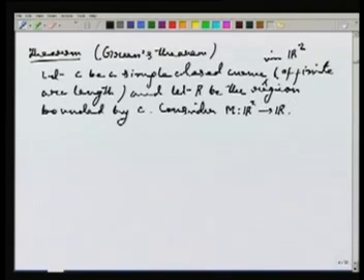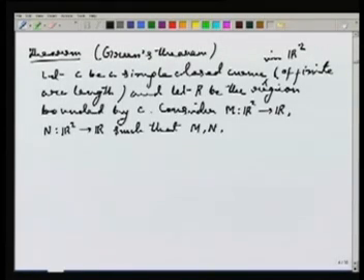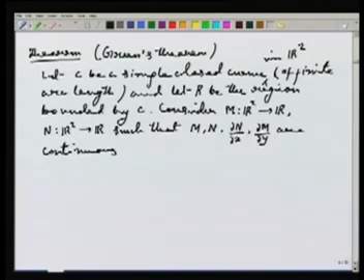Now consider functions M from R2 to R and N from R2 to R such that M, N, del N del x, that is the partial derivative with respect to x, and del M del y are continuous. That is, I am assuming the existence of the partial derivatives also.